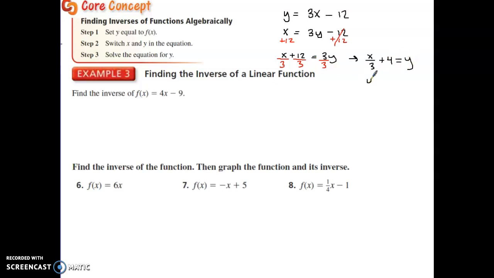So my inverse function is y equals x over 3 plus 4. And this would be the inverse of my original equation.